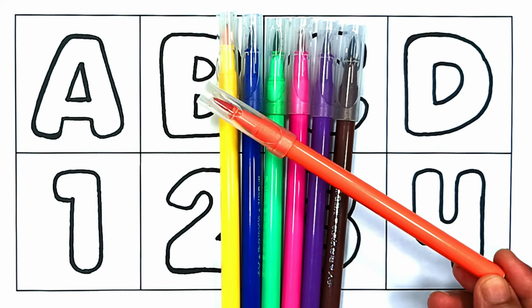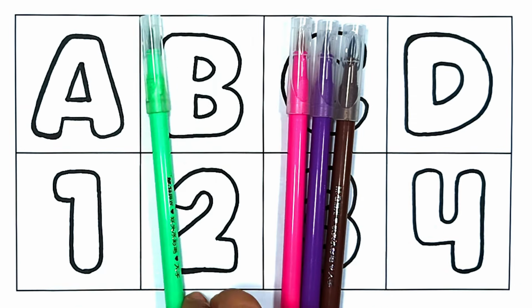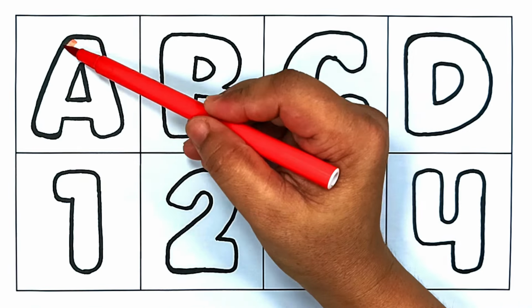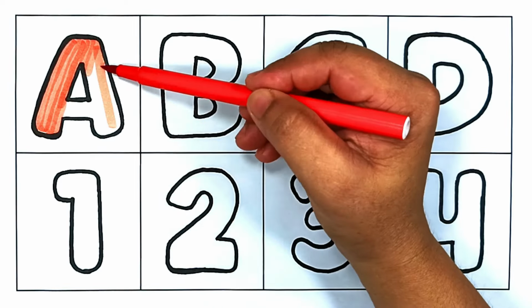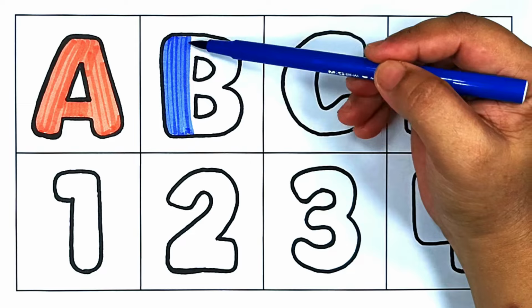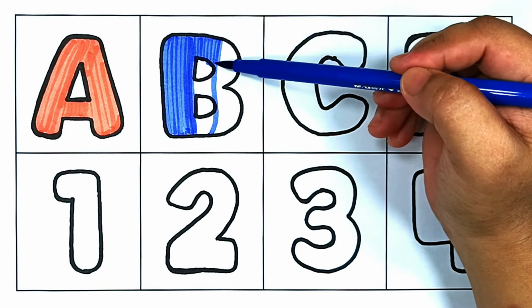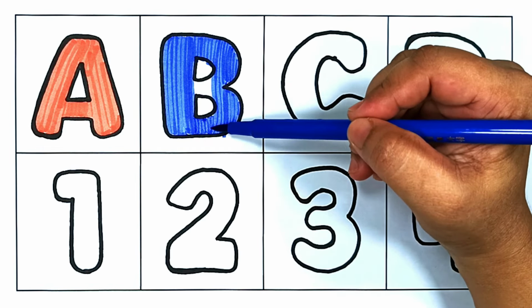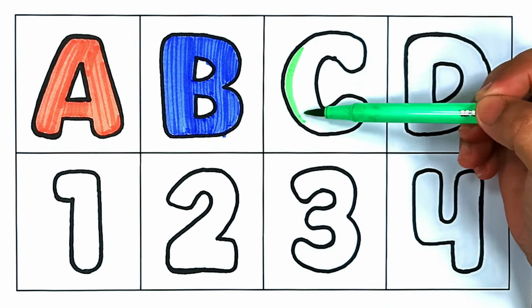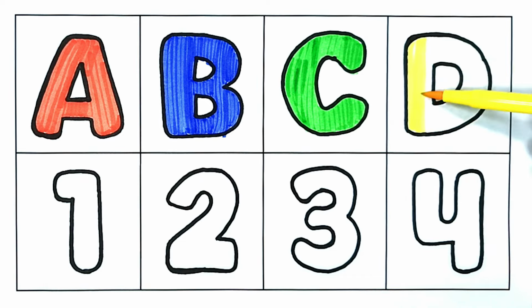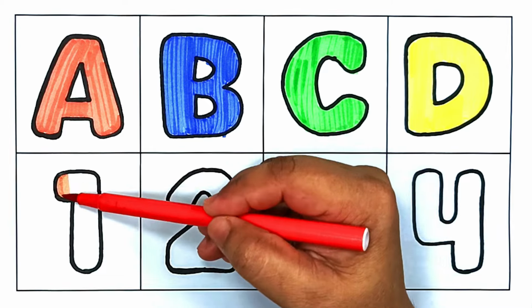Red color, orange color, yellow color, blue color, green color, pink color, purple color, brown color, red color. A is for apple. Blue color. B is for ball. Green color. C is for cat. Yellow color. D is for dog. Red color.